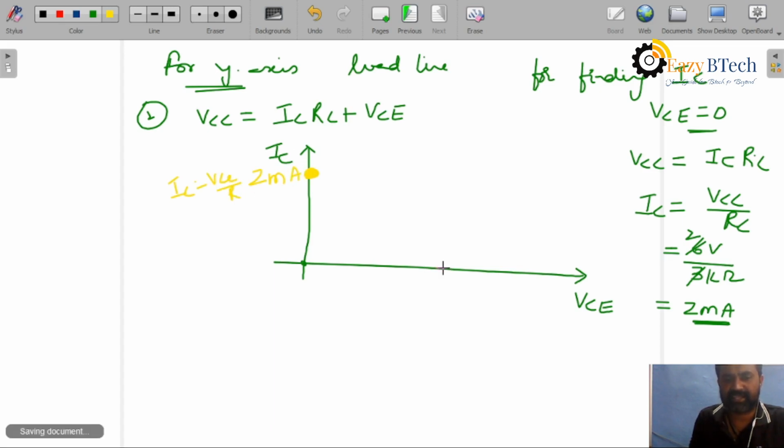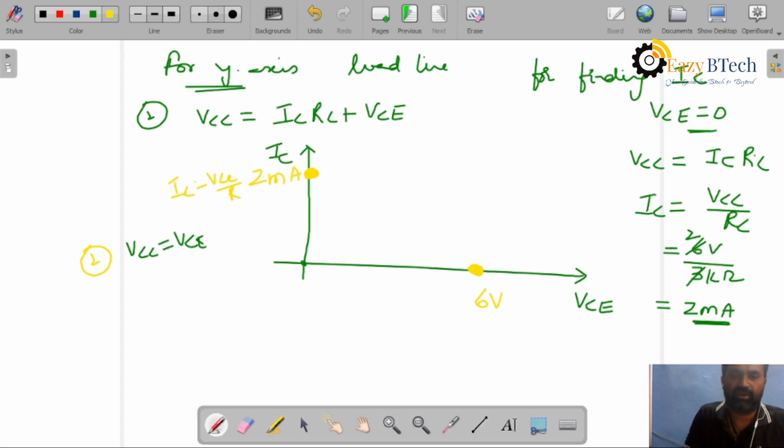Similarly on the x-axis, from this loop equation, IC is 0. By making the IC 0, what will you get? VCC is equal to VCE, that is 6 volts. That is, you will get directly 6 volts. Now you can draw the load line.